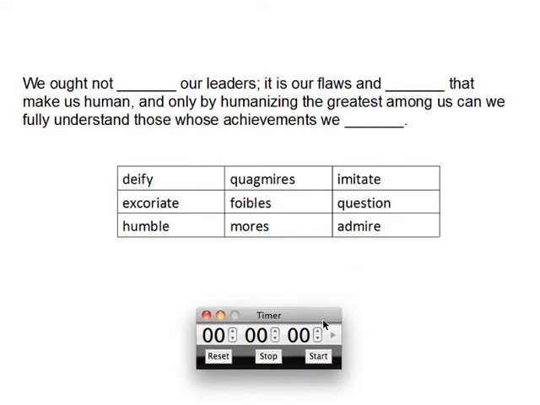How about a minute for this one? First one today with 3 blanks.